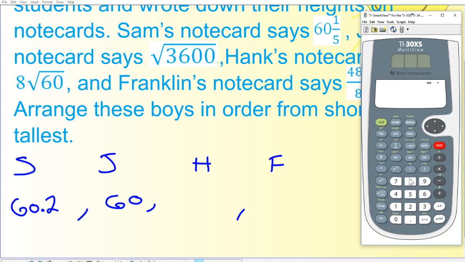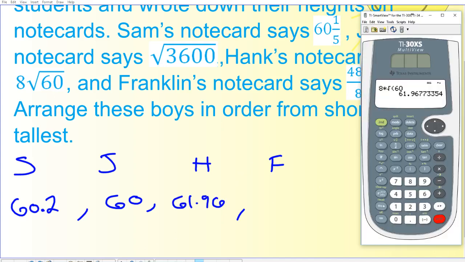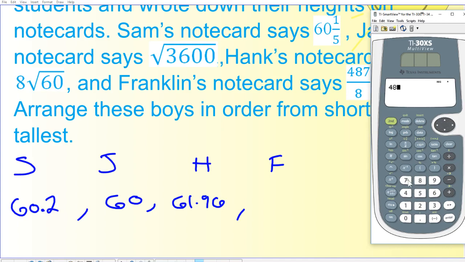Hank, I don't know Hank's. 8 square roots of 60. 8 times the square root of 60 is 61.96. And lastly, Franklin's was 487 divided by 8, which is 60.875.